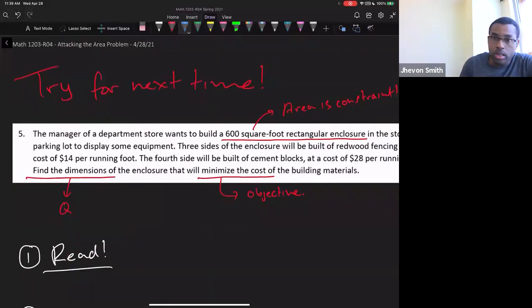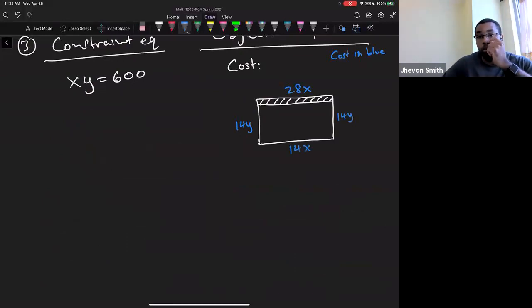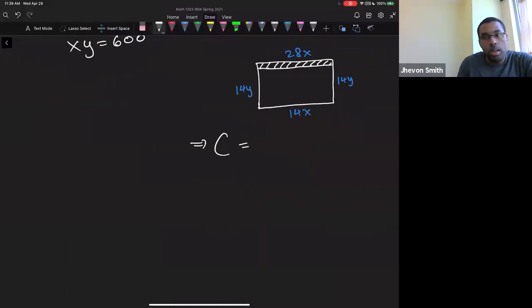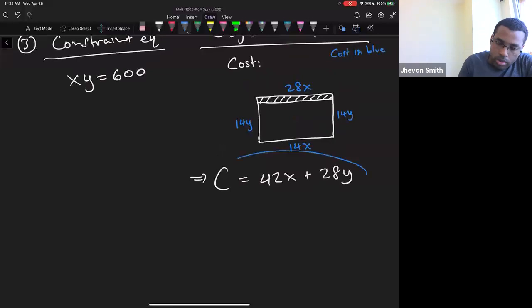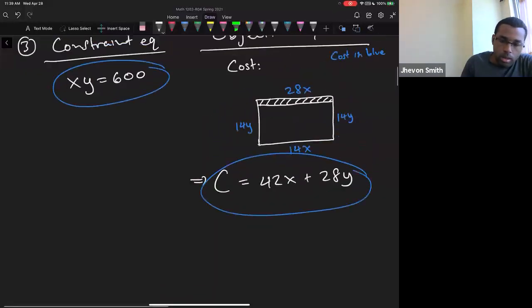Otherwise, it costs $14 per running foot. So this side over here is going to cost 14Y. That side is going to cost 14Y. This side is going to cost 14X because that's the length per running foot. So ultimately, this means our cost is going to be equal to 28 plus 14, 42x plus 28y. So that's our objective. That's our constraint. We can move on to step 4.